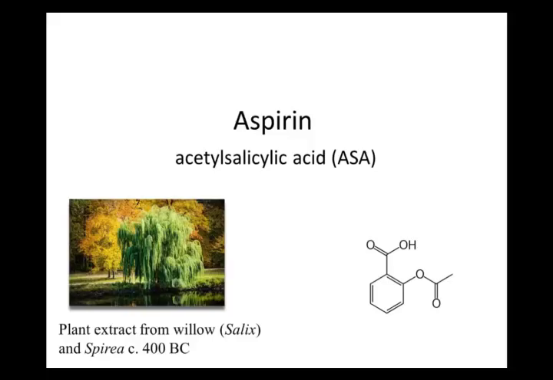So aspirin is acetylsalicylic acid, also known as ASA. Here's the chemical structure shown on the right. It is a natural product, you know that I'm interested in that. I think that's kind of cool stuff. It's a plant extract from the bark of the weeping willow, shown there. And we've started extracting aspirin from these plants since about 400 years before Christ. So this is an old, old drug.